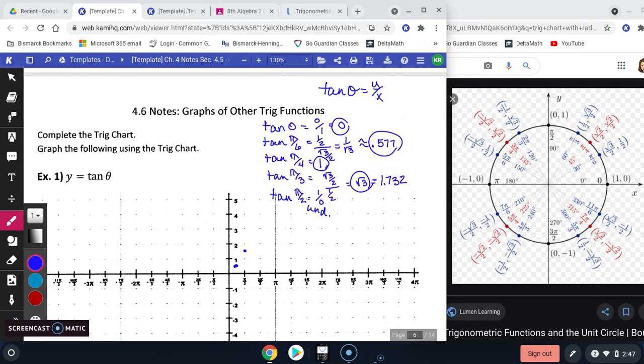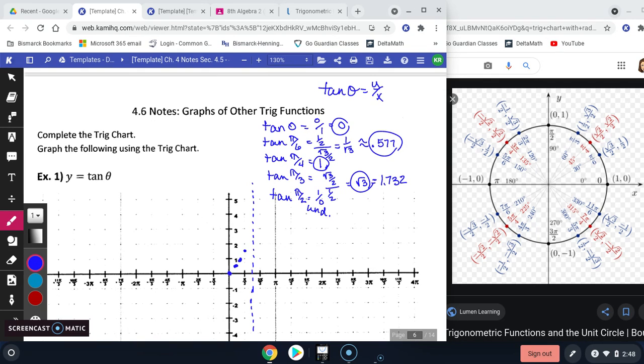I guess I skipped pi over 4. Well, pi over 4 is going to be between pi over 6 and pi over 3, and that's about 1. We did pi over 3 is about 1.7. And then at pi over 2, you are undefined. So right here, if you're undefined, that's where you're going to have a vertical asymptote.